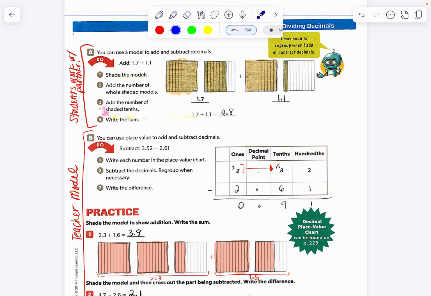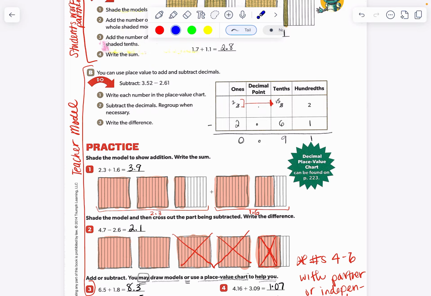Now, students may struggle to figure out how to add these two. Feel free to use the resource page with the place value chart at the back so that students can line up their decimals and say, okay, I have 1.7 and 1.1 together, that gives me 2.8. And then the same thing can be said for the subtraction piece.